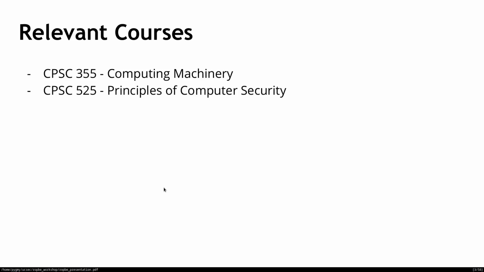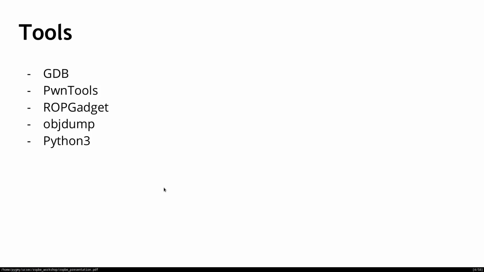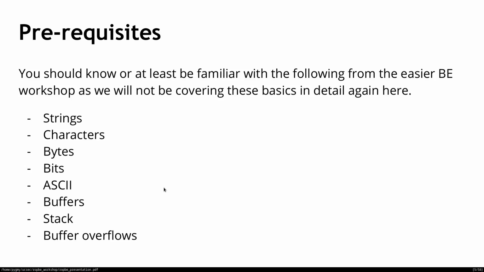Some relevant courses at the University of Calgary are Computing Machinery and Principles of Computer Security. Tools we'll be using today are GDB, Pwntools, ROPgadget, and objdump in Python 3. So make sure you have those installed and ready to go.